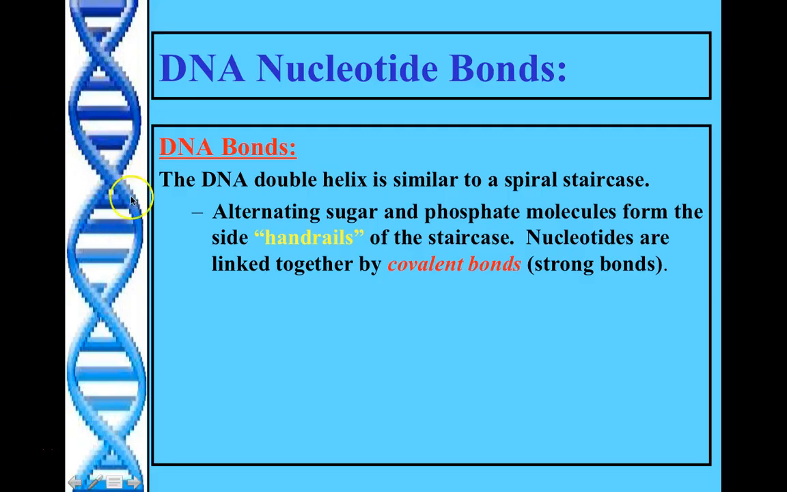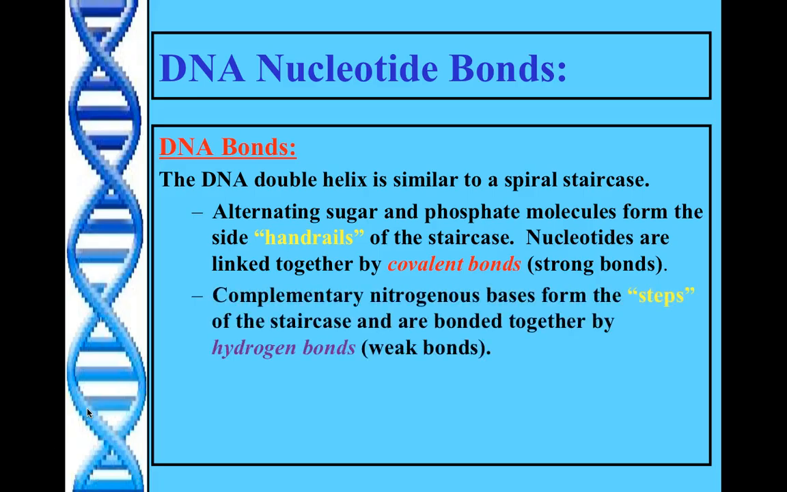Now that's super important because covalent bonds are very, very hard to break, and we do not want the handrails or the outer portion of the molecule to ever break. It's very important that this stays together, because if this portion were to break, then we would lose the sequence of the bases, and we don't want to do that. So we have the sugar and the phosphate, which are connected by covalent bonds, and the covalent bonds are very strong and they should never break.